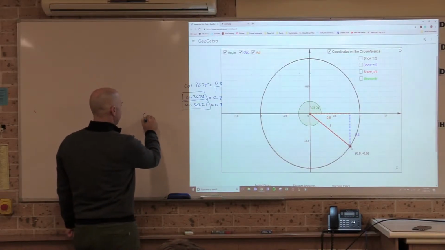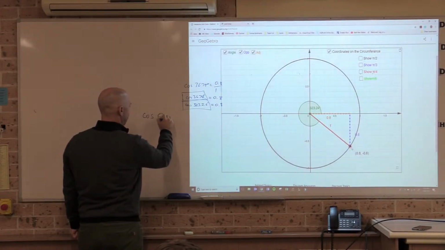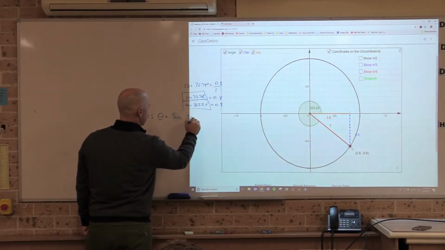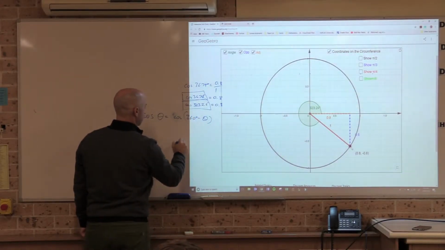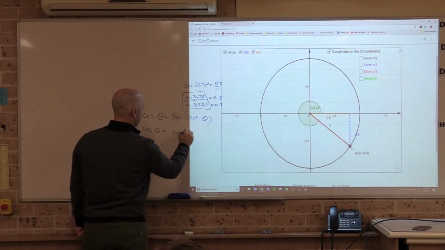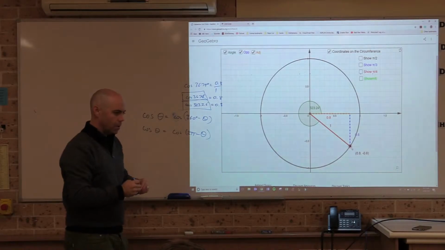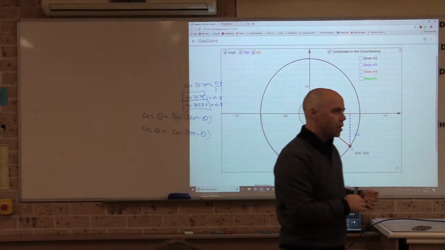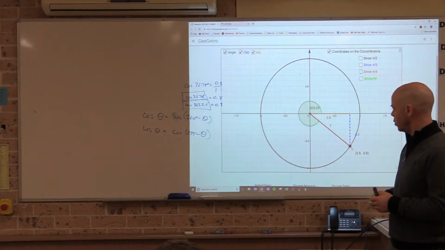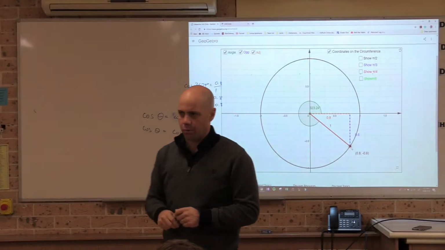And so we came up with, I guess, a rule for that: cos of any angle is equal to cos of 360 degrees minus that angle, or in radians, cos of theta equals cos of 2 pi minus theta. So we come up with those rules or formulas that we can use. And it comes from our understanding of this unit circle.